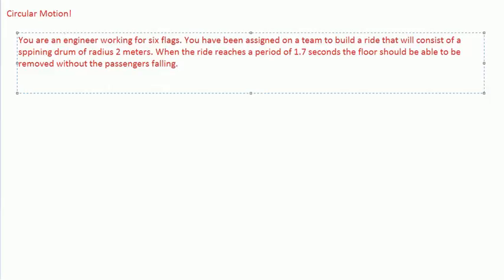Now that we've gone over all of the basic circular motion formulas, we can get into some practice problems. I found us a good example of a circular motion problem, and it's something we can relate to, a circus ride. The problem says: you are an engineer working for Six Flags. You have been assigned to a team to build a ride that will consist of a spinning drum of radius 2 meters. That's going to be important. When the ride reaches a period of 1.7 seconds, the floor should be able to be removed without the passengers falling. The task is to determine what characteristics of this ride would ensure that the riders will remain stuck, quote unquote, to the wall.